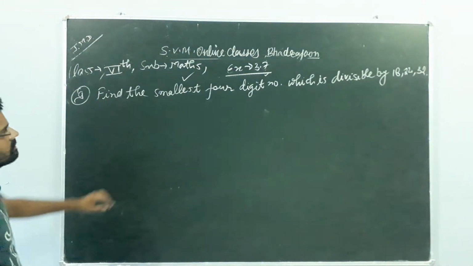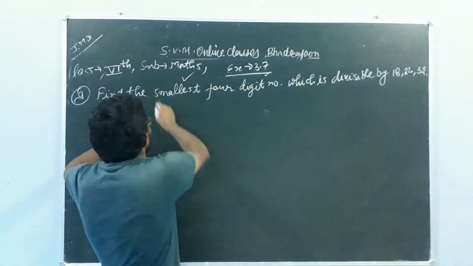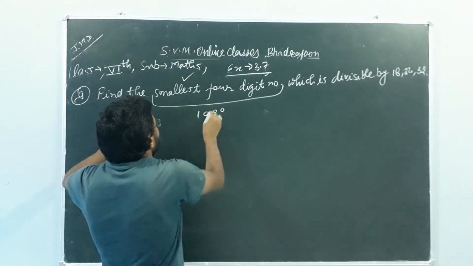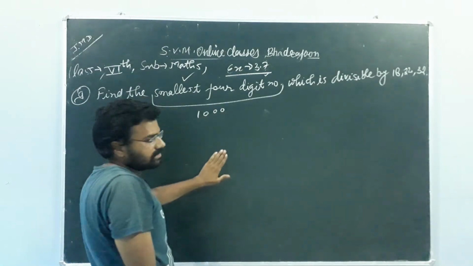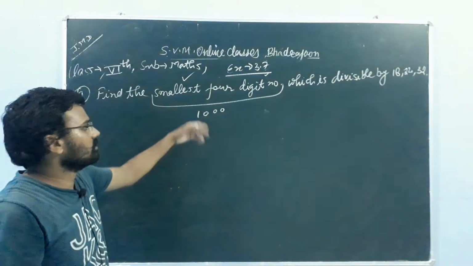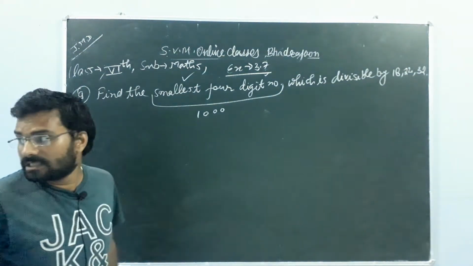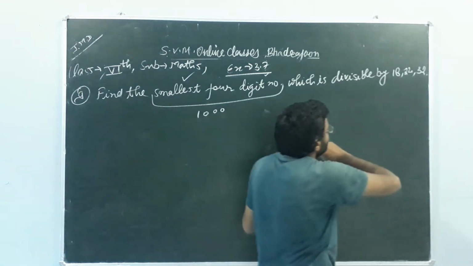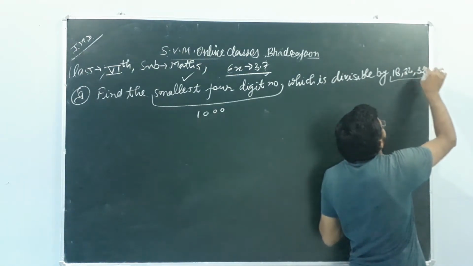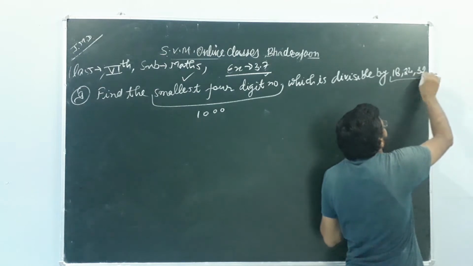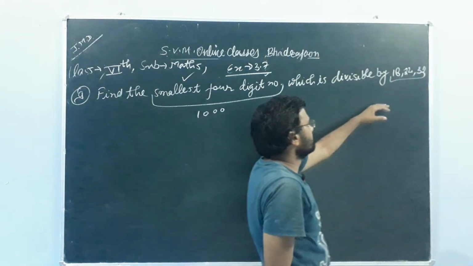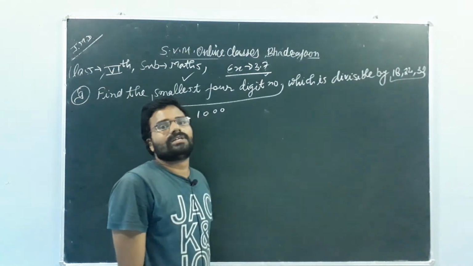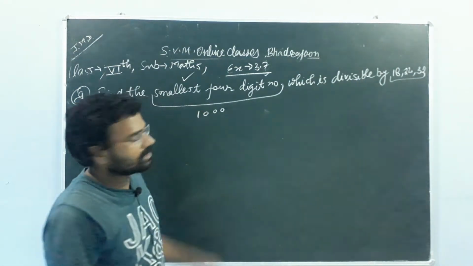Now this question I am leaving for you as your homework. What you have to do is, first write the smallest 4-digit number, which is 1000, because the number just before it will be the 3-digit number 999. After that, it should be divisible by these three, so we have to calculate the LCM of these three, then divide 1000 by that LCM, and add some number to it.